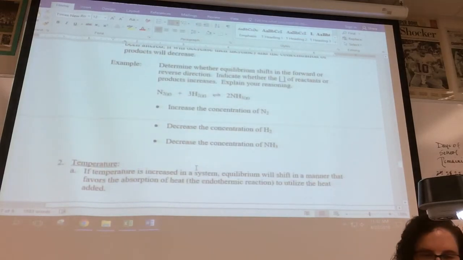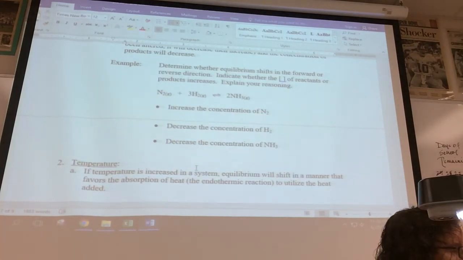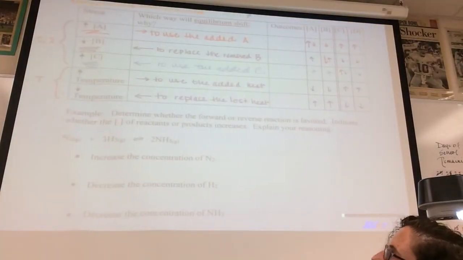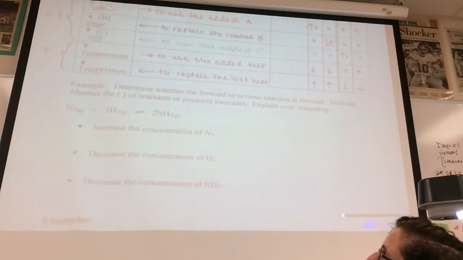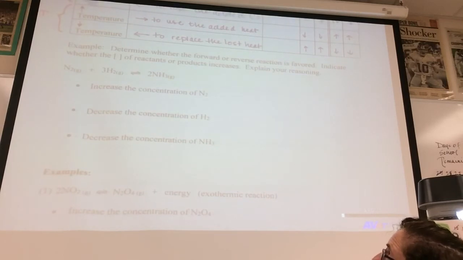Looking at this first example, let's work it together. It says determine whether equilibrium shifts in the forward or reverse direction. Indicate whether the concentration of reactants or products increases. Explain your reasoning. Let's take a look. First example. It says determine whether the forward or reverse reaction is favored. Indicate whether the concentration of reactants or products increases. Explain.